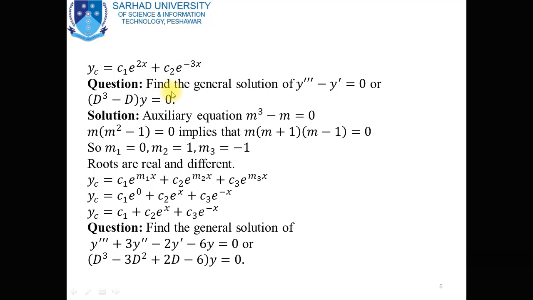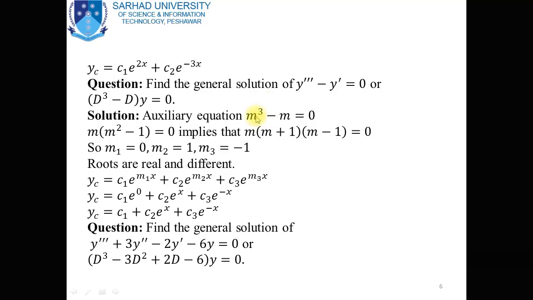Now the second example: find the general solution of this homogeneous linear differential equation of order 3 with constant coefficients. You see over here the coefficient of this term is 1 and the coefficient of this term is minus 1, so the coefficients are constant. Now this equation can be written as d cube minus d into y is equal to 0, and the auxiliary equation of this differential equation is m cube minus m is equal to 0.